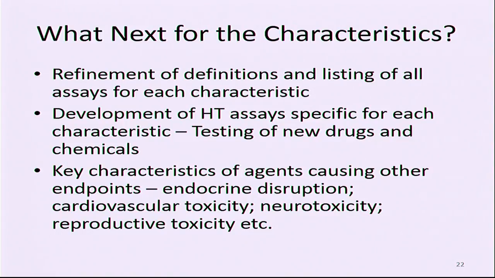And as suggested in the recent report that John referred to earlier from the National Academy, it was also suggested that we develop key characteristics for other endpoints such as endocrine disruption, reproductive toxicity, cardiovascular toxicity, and more. I believe some efforts are underway in various places to do this, and it makes sense to me to apply this type of approach.